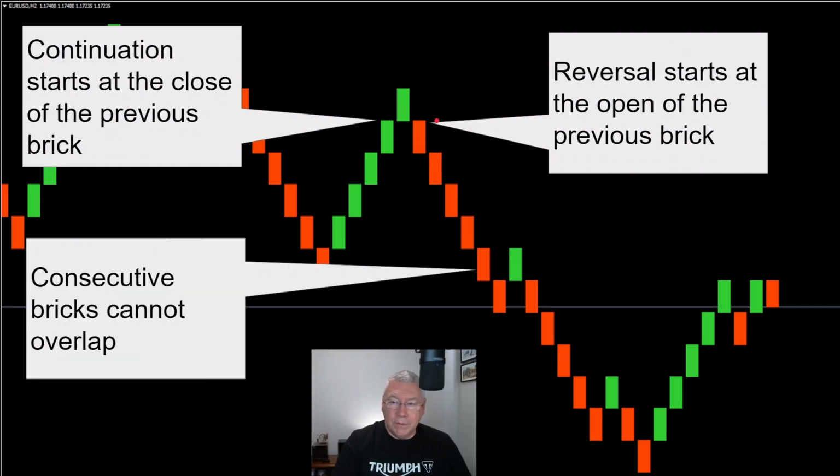Now, because each brick begins at either the top or the bottom of the previous brick, there will never be an overlapping brick in a Renko chart. Consecutive bricks will not be in the same space. I know you can see here on the right hand side of the chart that there appears to be an overlapping brick. This is just the brick that's currently forming, and when that has finished it will either be above or below the brick before.